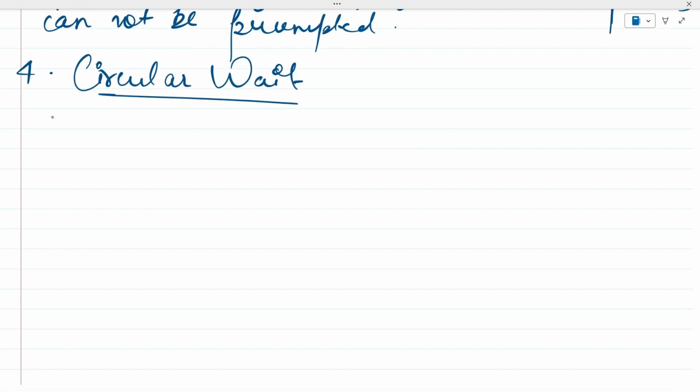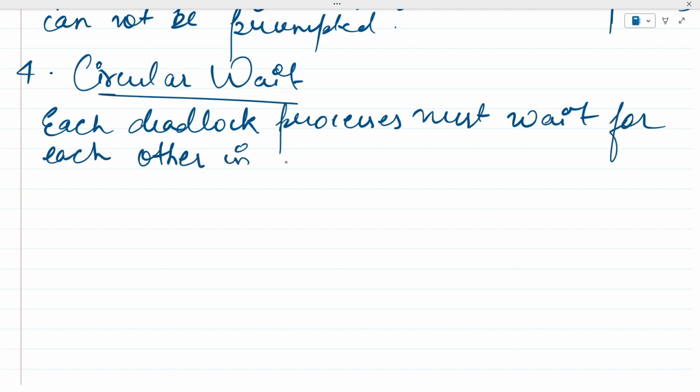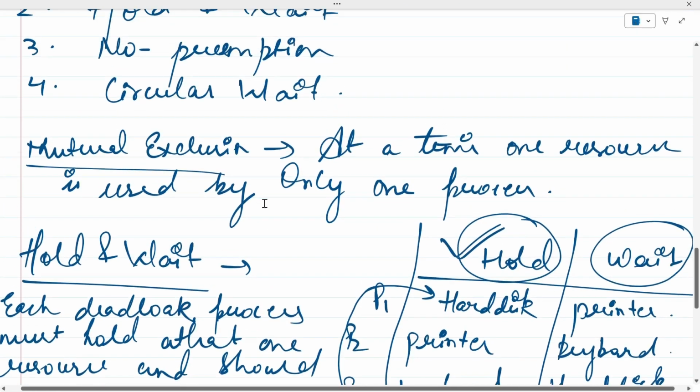So each deadlocked process must wait for each other in a circular manner. Then we can say that deadlock occurs if these four conditions hold.